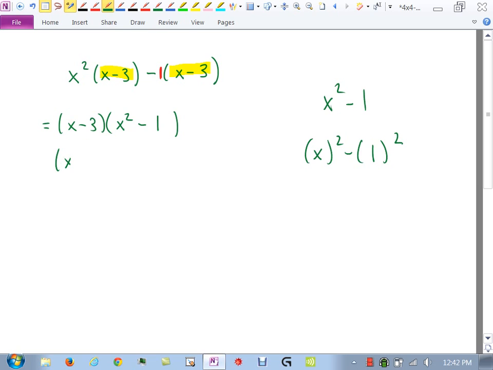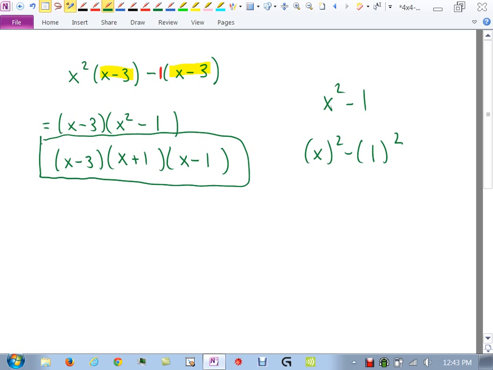So we know that the x minus 3 doesn't change, but this difference of squares turns into 2 things. It's A plus B times A minus B. X plus 1 times x minus 1. And that should match the book. Yes. That makes sense?